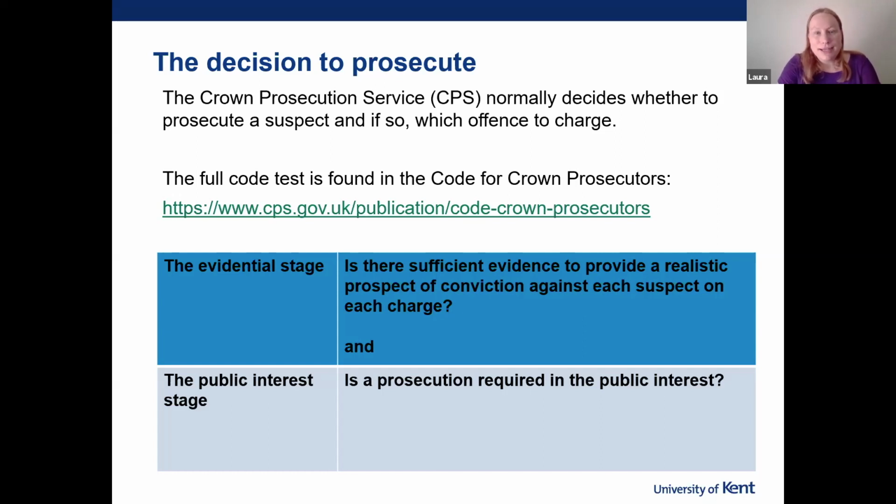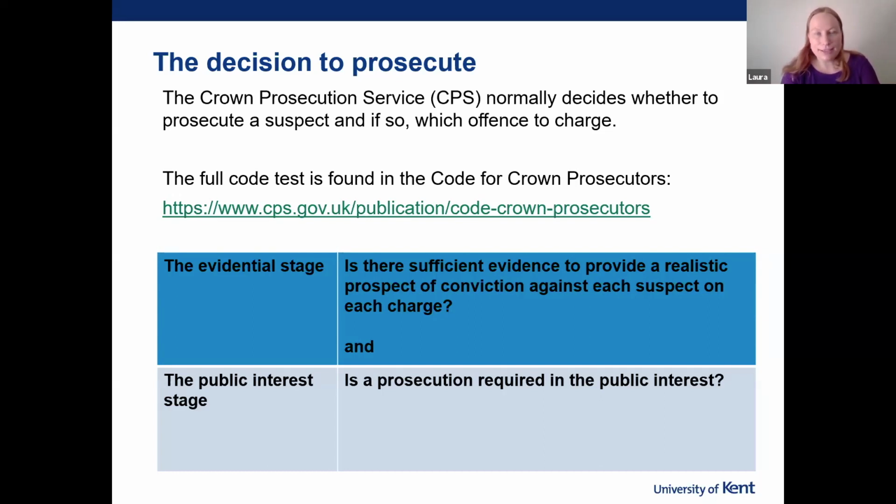So the evidential stage: is there enough evidence here for what? Well, at this stage, to provide a realistic prospect of conviction. So the police will pass their file to the CPS, who will have a look and see, have we got enough evidence here for a realistic prospect of conviction? Which of course is a different test to what happens at court, because in a criminal case, the standard of proof is beyond reasonable doubt, or more commonly referred to as being sure. So we don't have such a high test at this stage, but is there a realistic prospect of conviction?